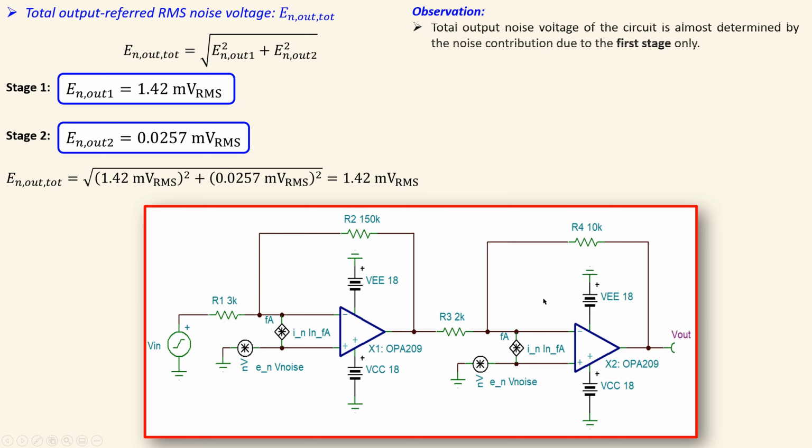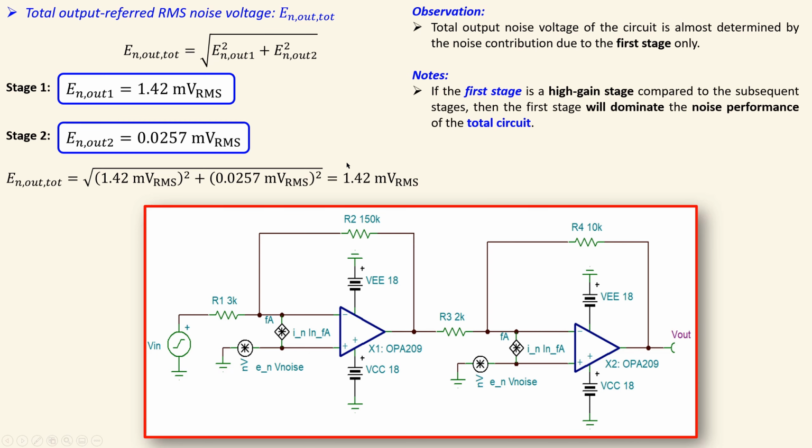So, observations. Again, the total output noise voltage of the circuit is almost determined by the noise contribution due to the first stage only. That is most of the case actually when you have a very high gain stage at the input. So the note is actually the following: if the first stage is a high gain compared to the subsequent stages, so you can of course have 3 or 4 stages, then the first stage will dominate the noise performance of the total circuit.